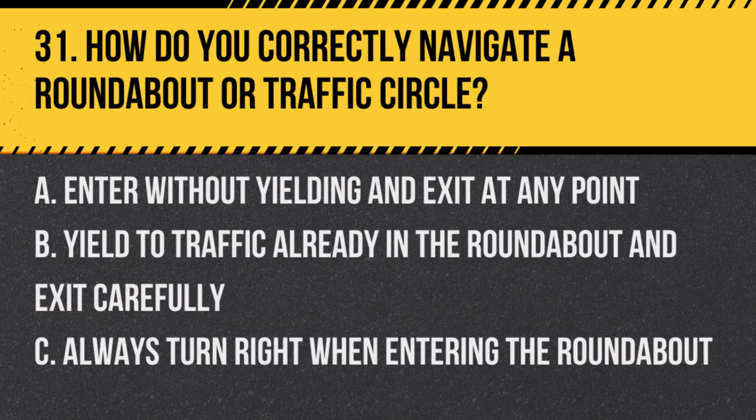Question 31. How do you correctly navigate a roundabout or traffic circle? A. Enter without yielding and exit at any point. B. Yield to traffic already in the roundabout and exit carefully. C. Always turn right when entering the roundabout. Answer. B. Yield to traffic already in the roundabout and exit carefully. This ensures safe and efficient traffic flow.